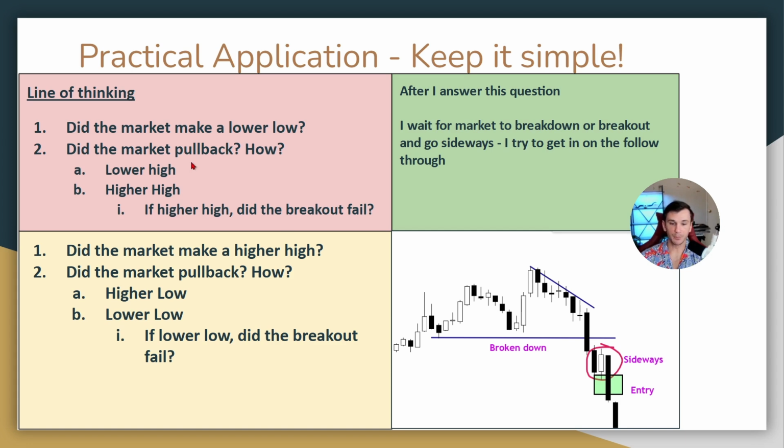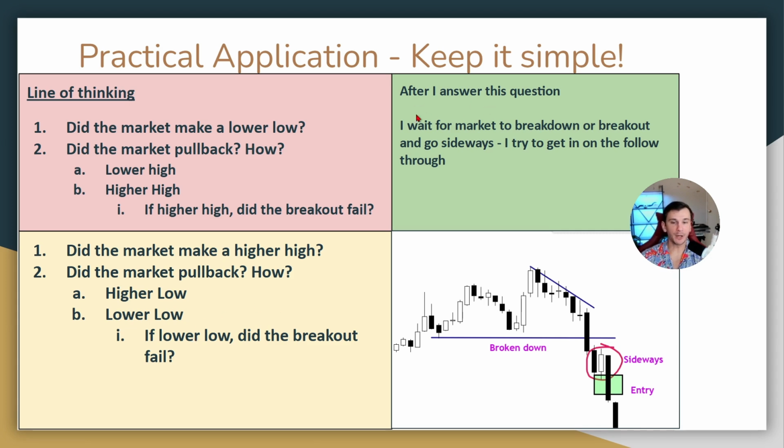Did the market pull back? How did it pull back? Lower low or a lower high? If it was a higher high, did the breakout, or maybe did the market make a higher high? Depending on the direction, right? If I'm trying to go long, did the market pull back? How did it pull back? Did it make a higher low in line with higher high, higher low structure, or did it make a lower low? And if it did make that lower low, did the breakout of that lower low fail?